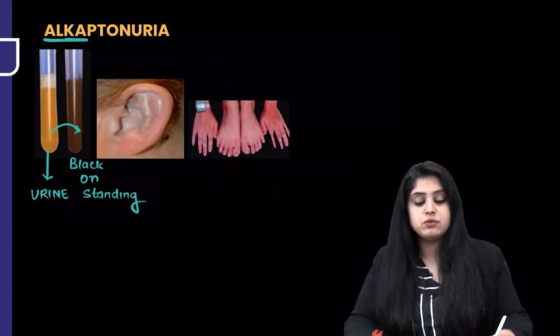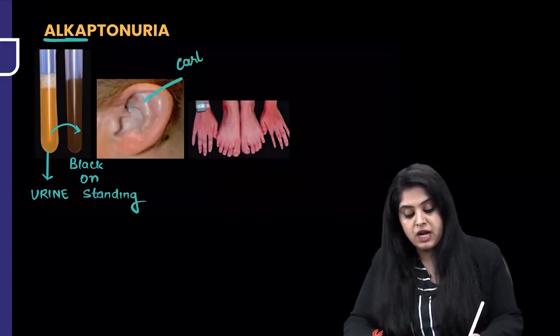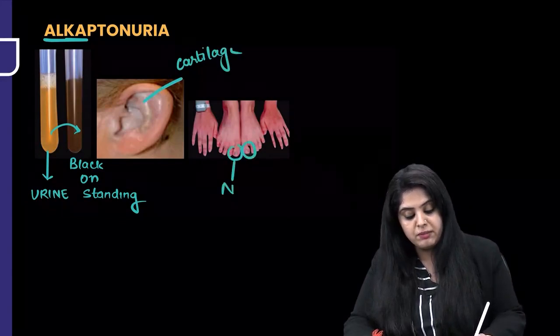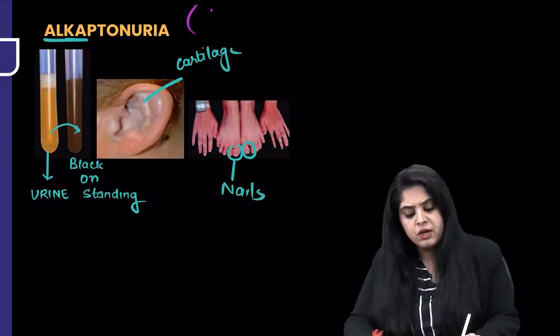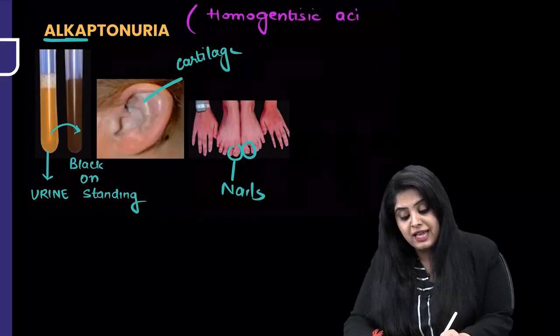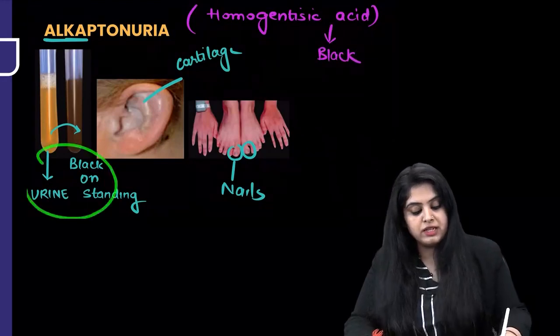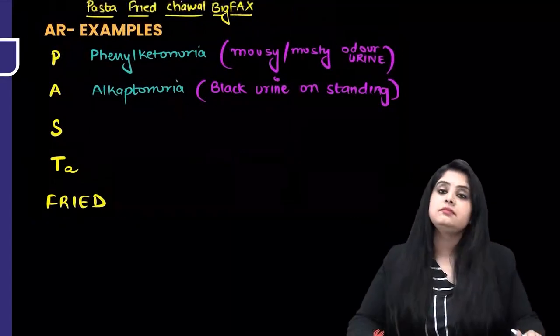Not only that, in alkaptonuria there are many other things which are kala. There is going to be involvement of the cartilage, which is going to go black. Then you can see the nails also are going black. So why are they going black, guys? Asking you a little bit of biochem over here. What is getting deposited? Homogentisic acid is what is giving the black color. So remember, there is going to be black urine, black cartilage, black nails. That is what you see in alkaptonuria.